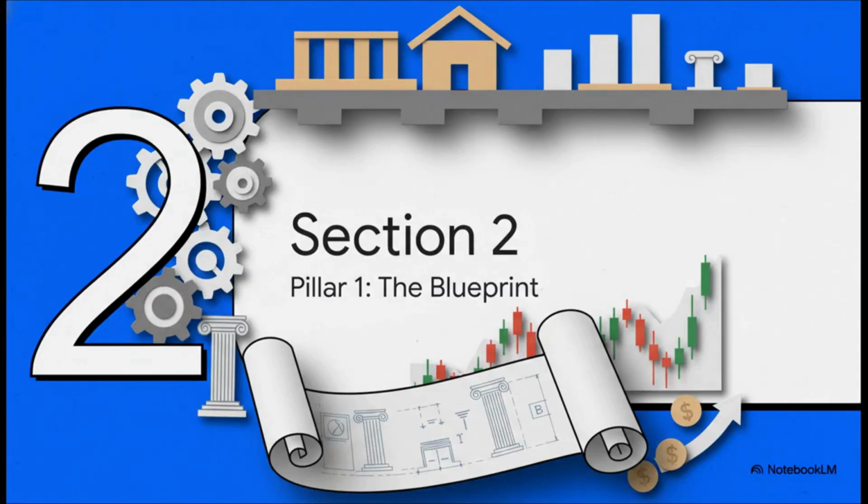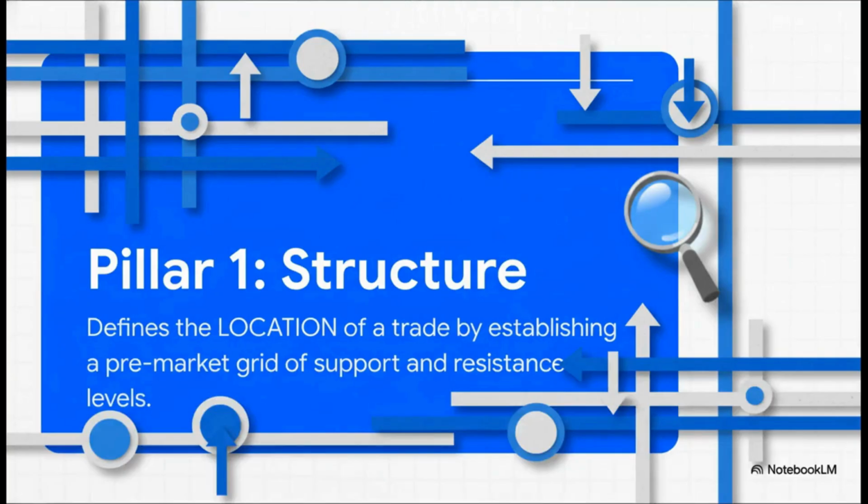Okay, so let's start building this thing out. We're moving on to section 2, which is all about pillar 1, the blueprint. And you gotta think of this as the absolute foundation for everything that comes next. So, this first pillar is called structure, and its whole job is to define the location of a trade. Think of it like this. Before the market even opens for the day, this thing automatically draws a grid of all the key support and resistance levels. So right from the get-go, you know exactly where the critical battlegrounds are. You know where the floors and the ceilings are going to be.